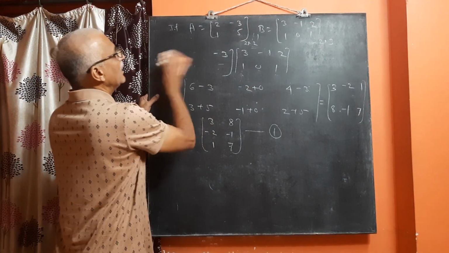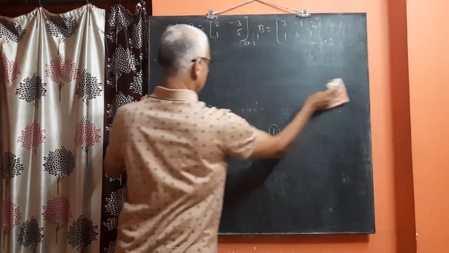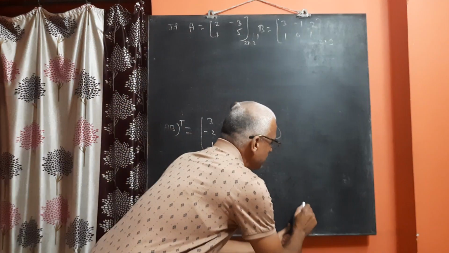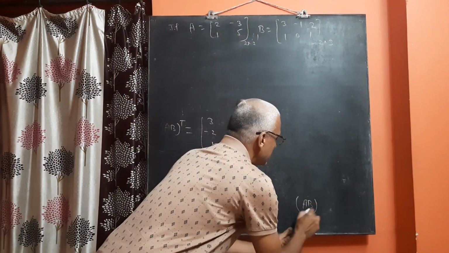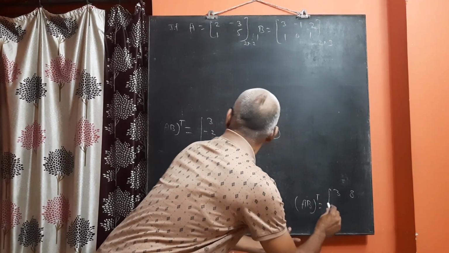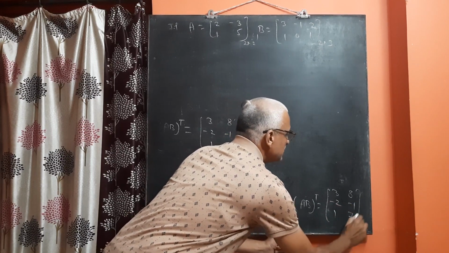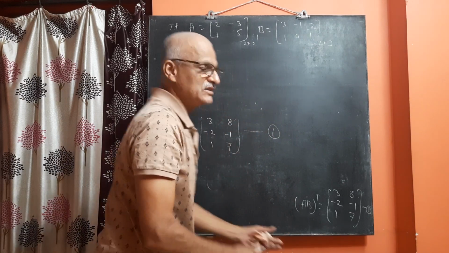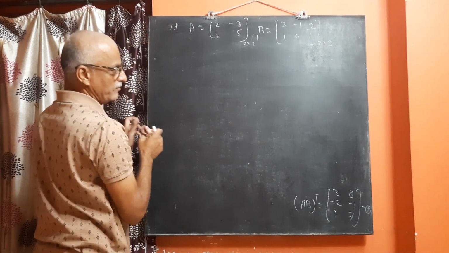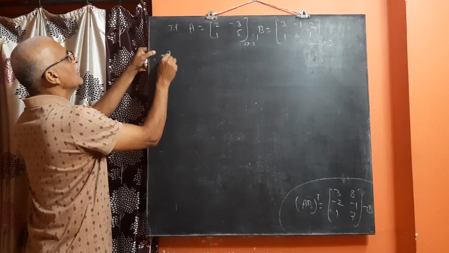Now find out the transpose of B. Our right hand side, you have to find out transpose of B. I write the earlier result in the corner, which will be better for verifying. Transpose of AB we have got [3 8; -2 -1; 1 7]. That is our equation number 1, that means the LHS. Then transpose of B.